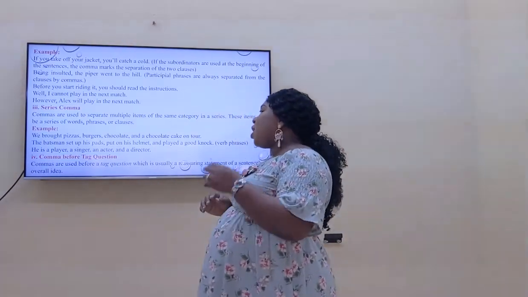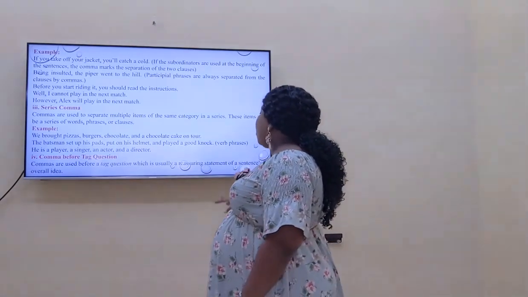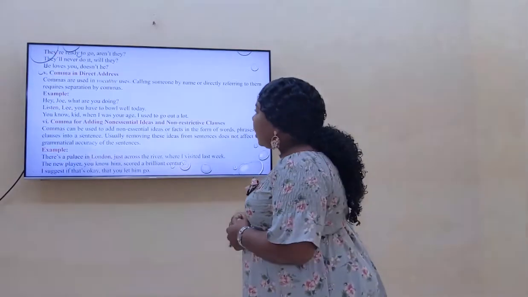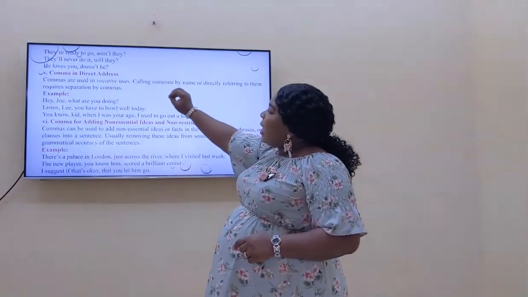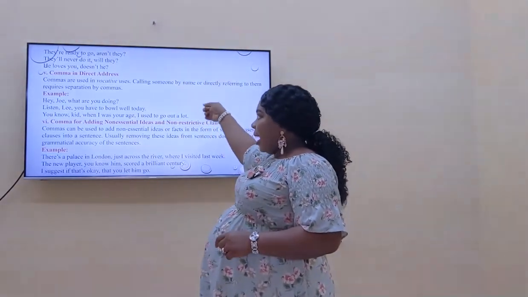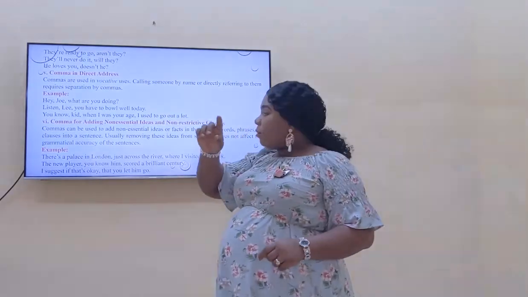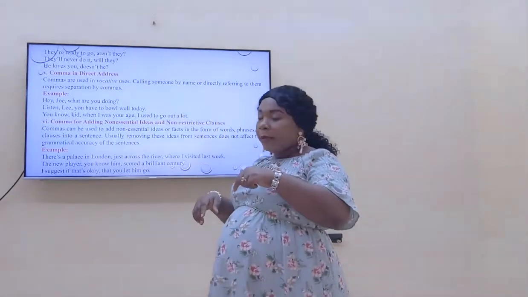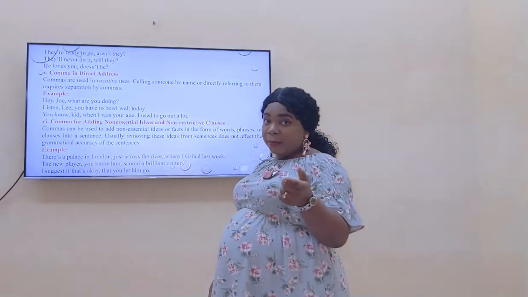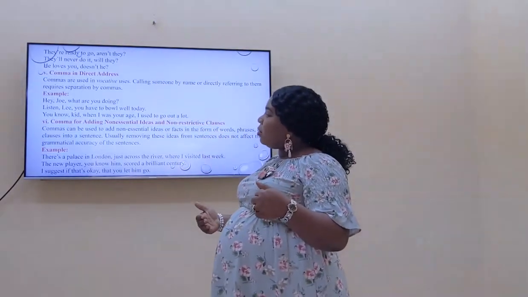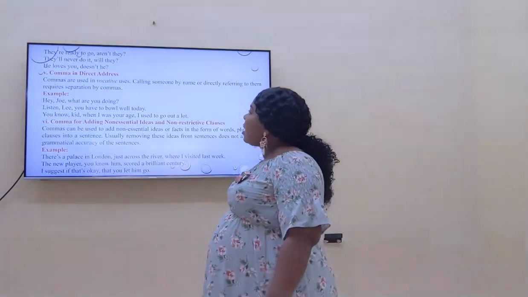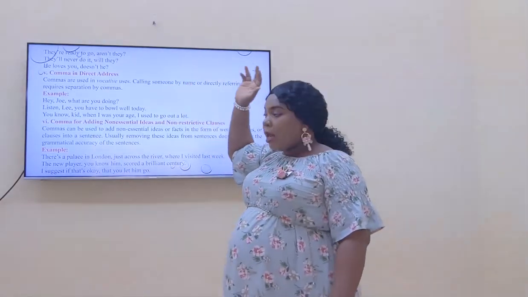Commas are used before a tag question, which is usually a reassuring statement of a sentence's overall idea. Okay? They are ready to go, aren't they? You see that they, apostrophe, are ready to go, comma, aren't they? They will never do it, will they? He loves you, doesn't he? So there's a break, and then the sentence finishes up with a question mark.